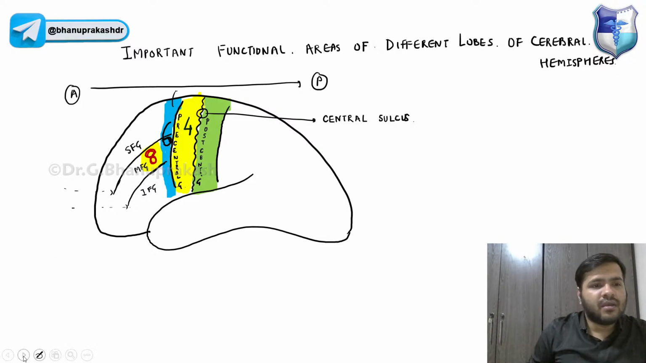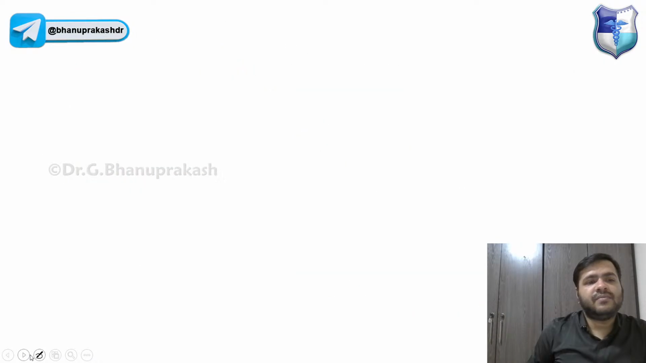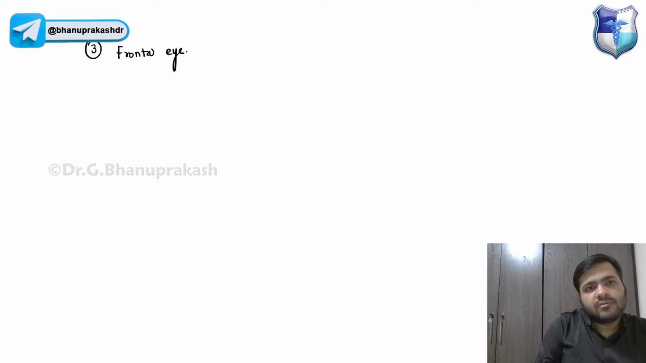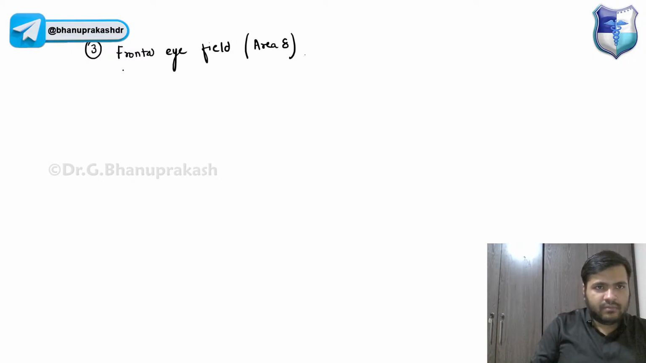Now let us try to write about this particular area as well. So the third one, guys, the frontal eye field, and it is also area 8, right? Area 8. Now, guys, you already know it is in front of the premotor area.